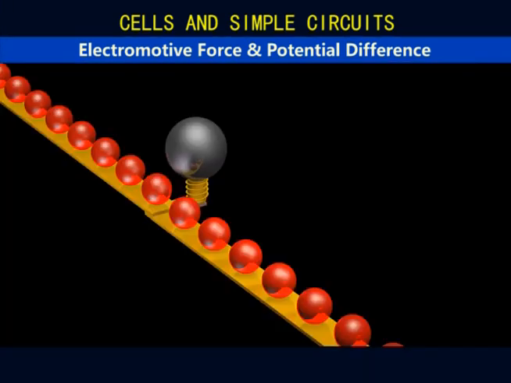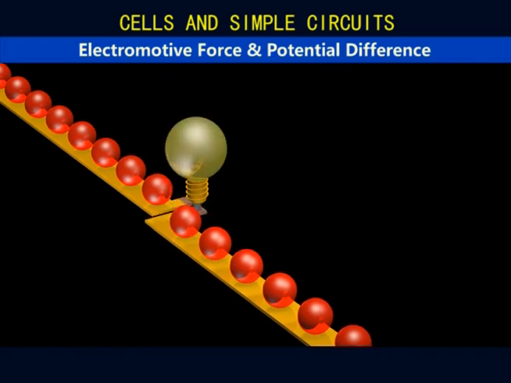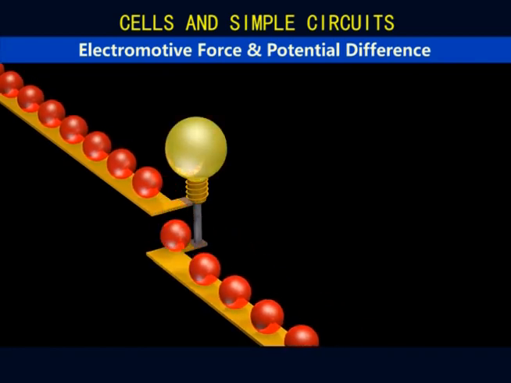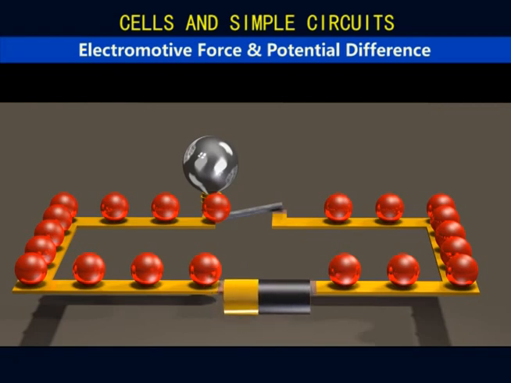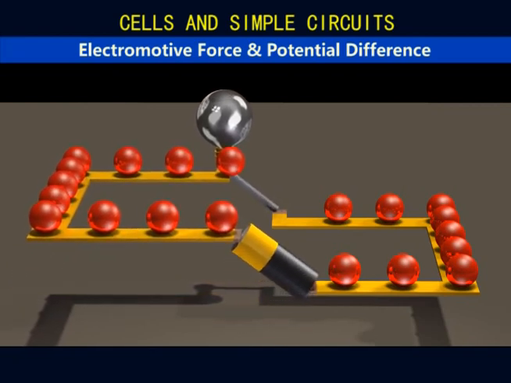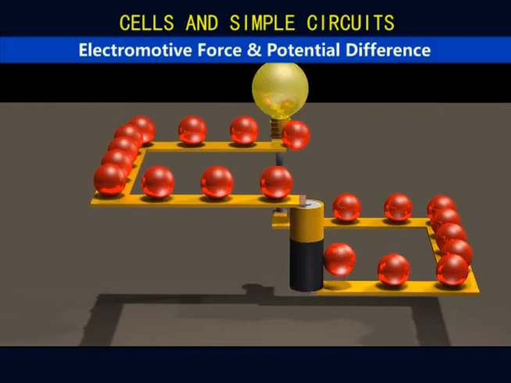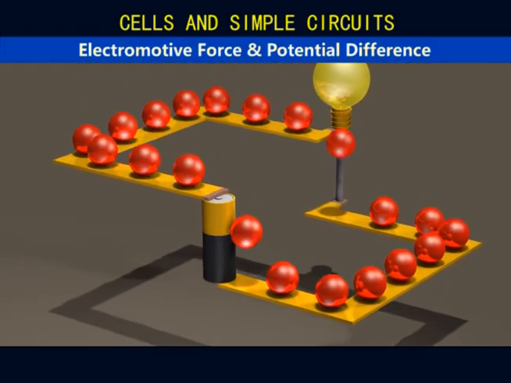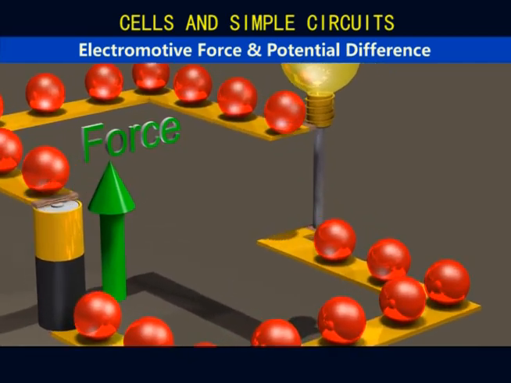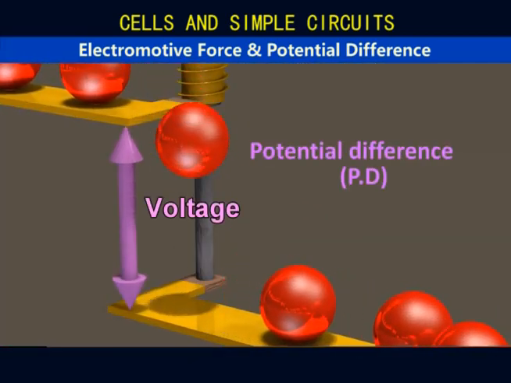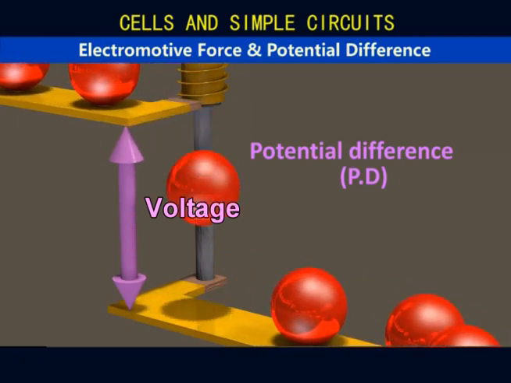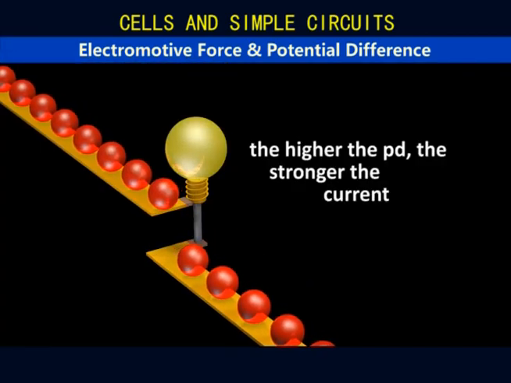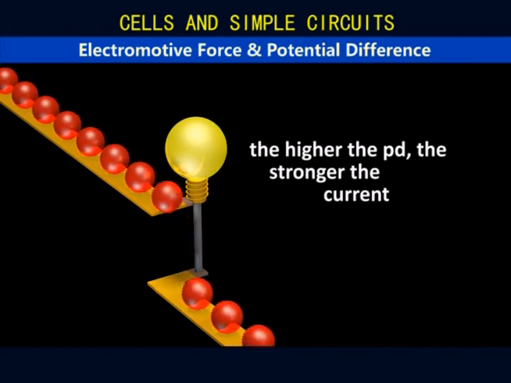In the same way, electrons will flow when there is a difference of some sort. When a battery is connected, it acts as a pump, raising the electrons to a higher potential, and they flow to a lower potential region. This difference is called the potential difference or voltage. The higher the potential difference, the stronger the current in the circuit.